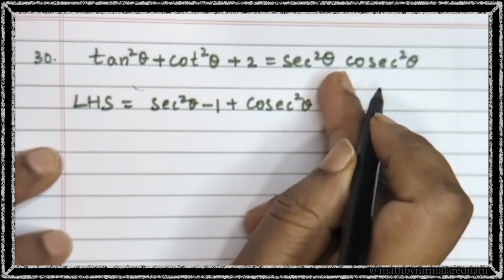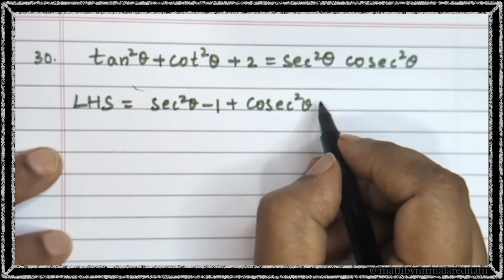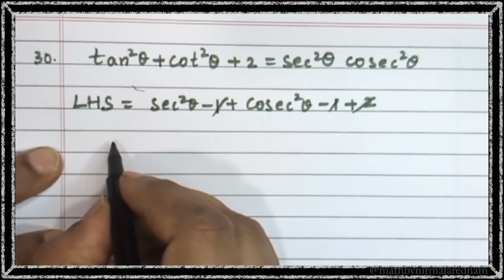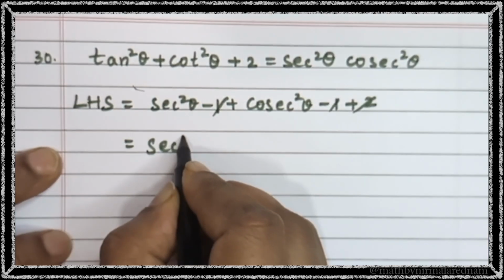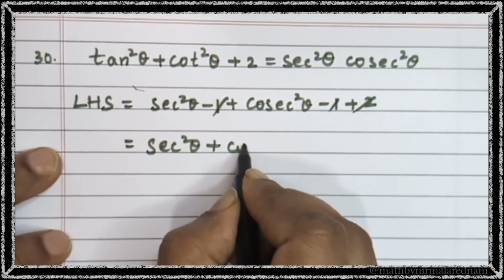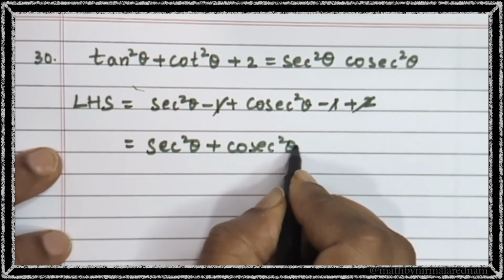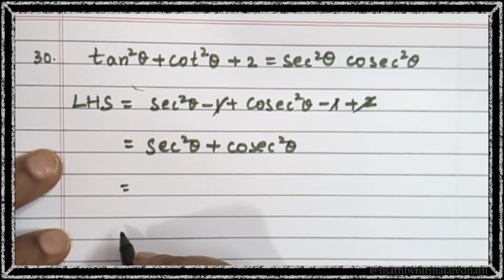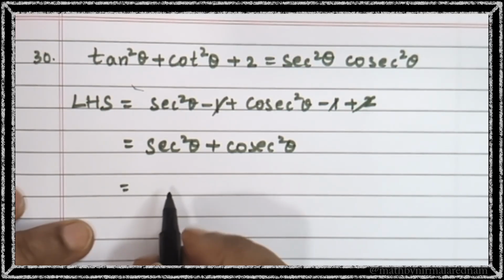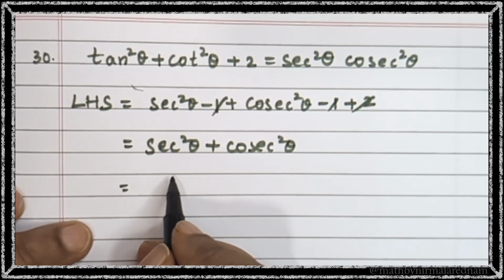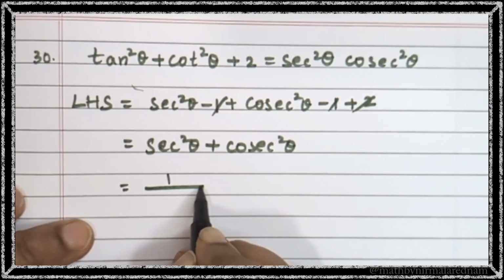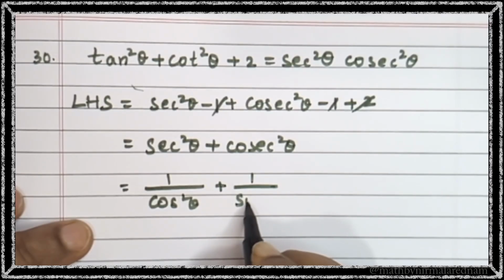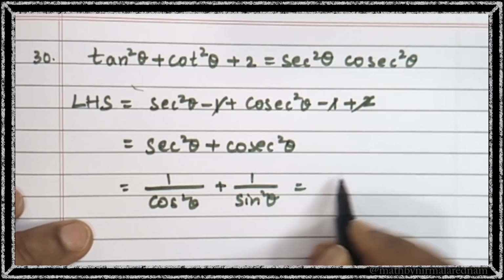We are already seeing the terms in RHS, right? And then this gets cancelled. So now I have secant square plus cosecant square. However, I want the product, not the sum. So here we might have to use the other identity, sine square plus cos square equal to 1. In order to use that, I'm converting this into sine and cos, right? And take the LCM.